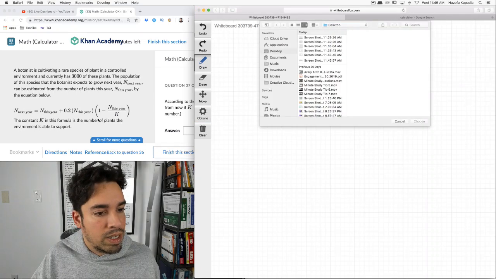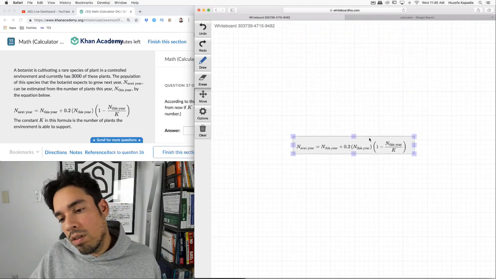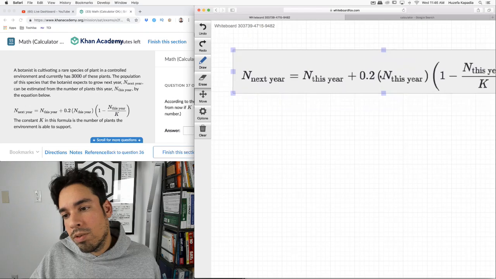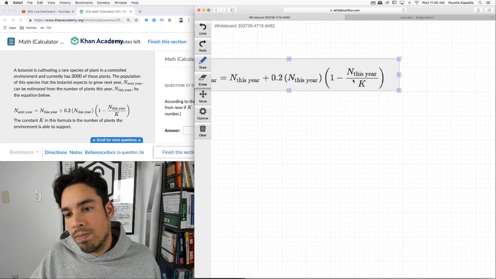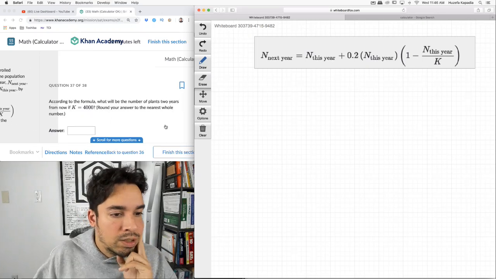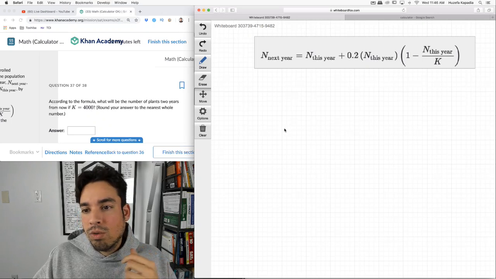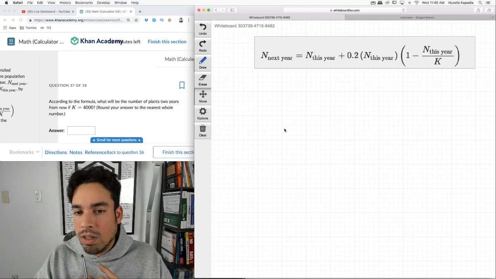Number of plants the environment is able to support, period. Okay. And there's the formula. Let's make it a little smaller. Okay. According to the formula, what will the number of plants be 2 years from now? K equals 4,000. Okay, hold on.